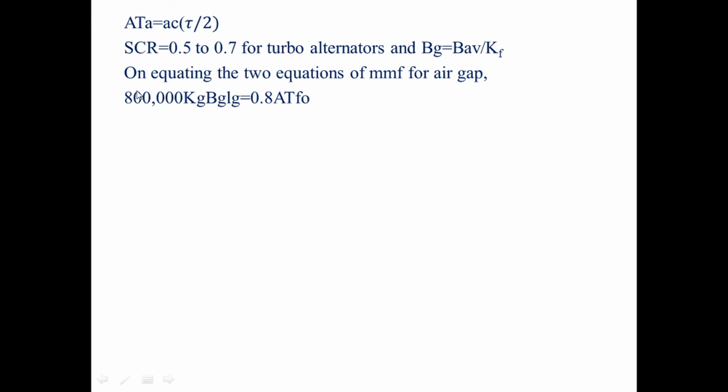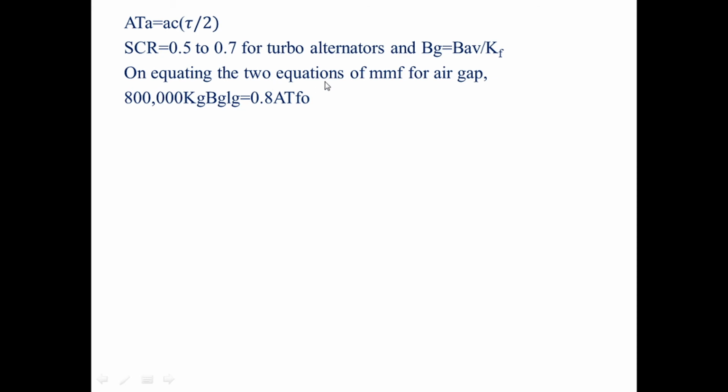So we have ATA, the armature field MMF, equal to AC into tau by 2, where AC is the specific electrical loading and tau is the pole pitch, divided by 2. The SCR for a turbo alternator is taken as 0.5 to 0.7, and Bg is taken as BAV divided by KF, where KF is the field form factor. So Bg equals BAV divided by the field form factor.